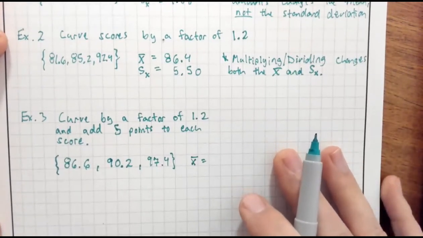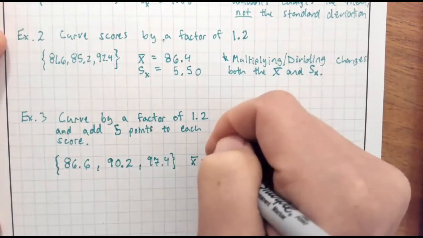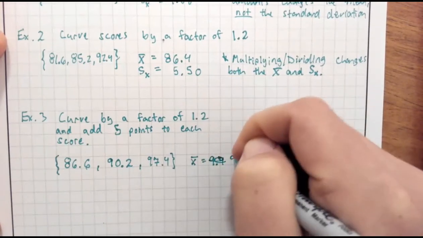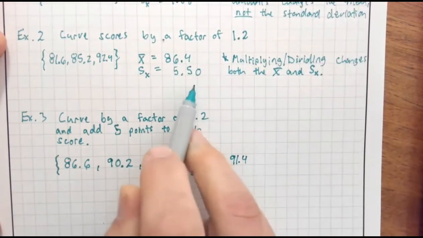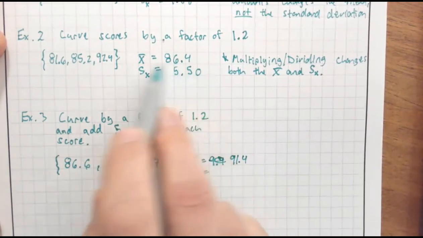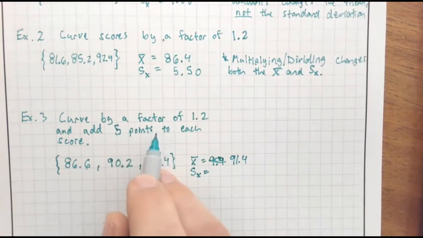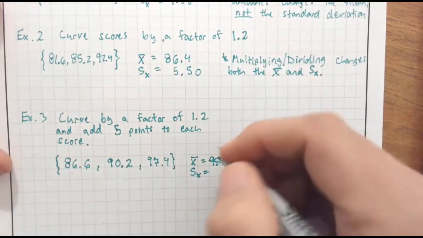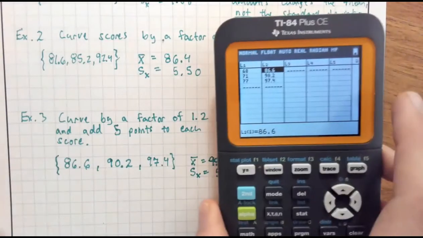Adding 5 points to each score will just increase the mean to 91.4. We'll test this out on our calculator. The sample standard deviation, remember, if I add or subtract a constant value, is not going to change the sample standard deviation whatsoever. So our sample standard deviation for this should be pretty close to 5.50. Let's test this again on our calculator.